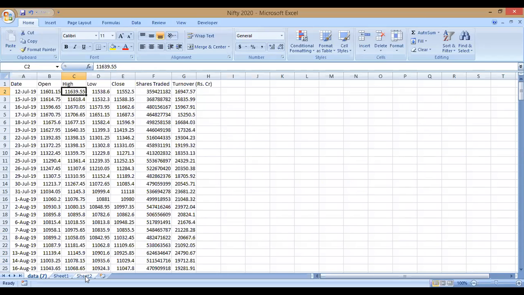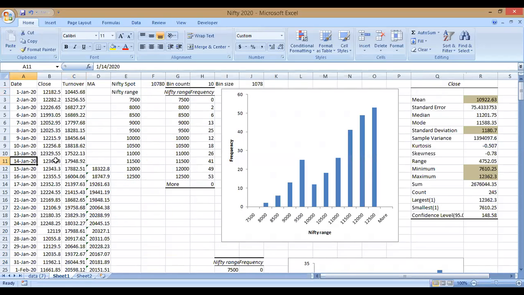So initially you need to know the context of Nifty. We have taken 1 year data and understood the levels at which Nifty can get support. We had the date and close values, and we had derived the mean and other statistical measures. Standard deviation was around 1180, and mean was 10,922. The minimum and maximum are also shown, and the range is around 4750.